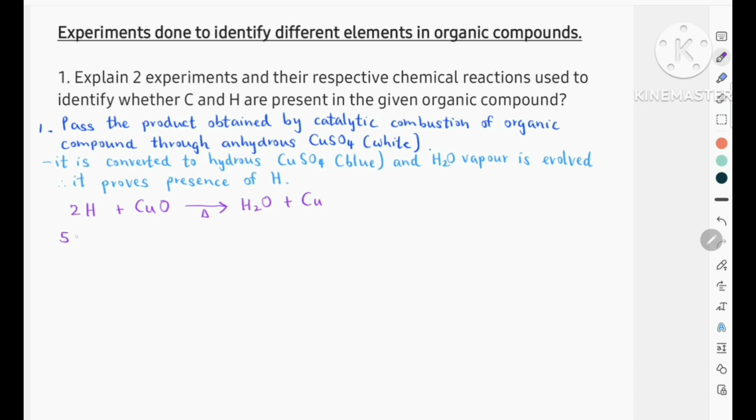In this reaction, water vapor is formed. The next reaction shows how anhydrous copper sulfate, which is white, is converted to hydrous copper sulfate, which is blue.